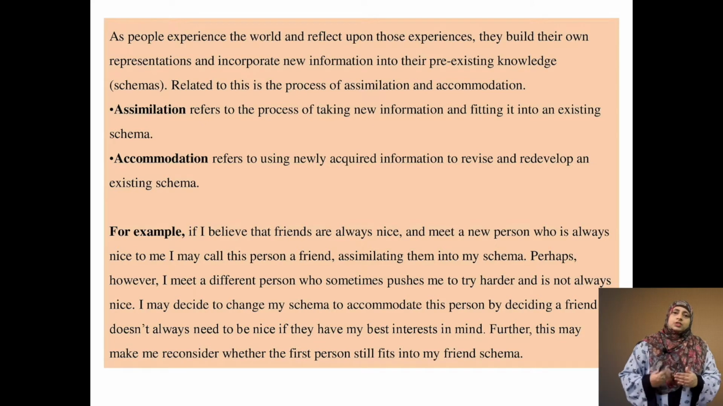Assimilation refers to the process of taking new information and fitting it into the existing, previous knowledge which they have in their minds. That is the schema; what exists in their mind is the schema. So, they try to incorporate the present information with this schema. This is called assimilation.